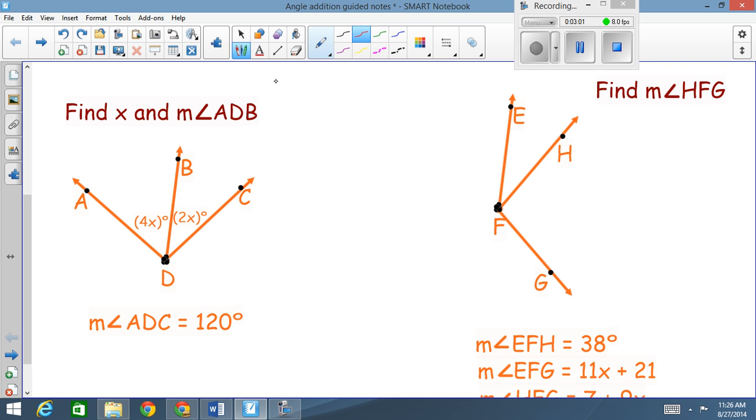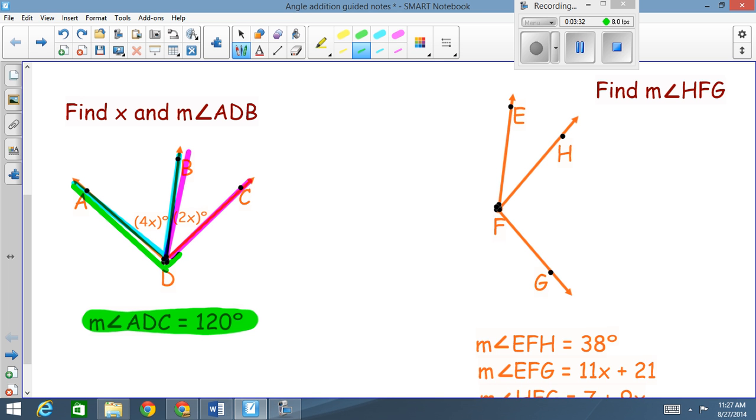In order to do so, I'm going to do a little angle addition. They tell us that this angle is 4x. They tell us that this angle is 2x. But maybe the most important information they give us is this information here: that the measure of angle ADC is 120. Well, where's angle ADC? Starts at A, goes through D, and finishes at C. So that is the whole thing. Okay? The whole thing is 120 degrees.